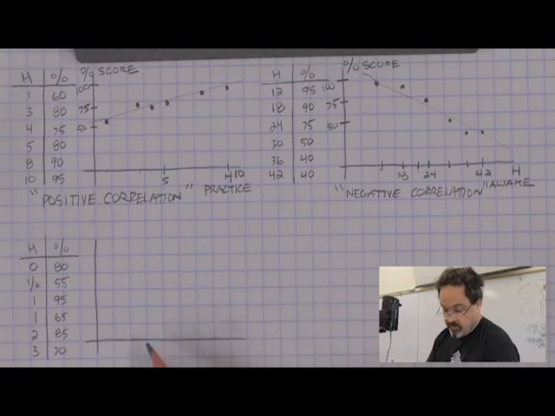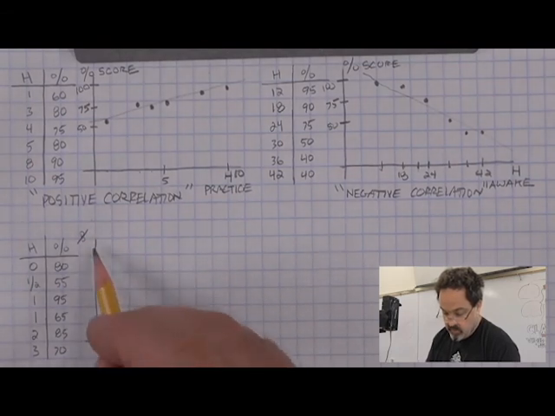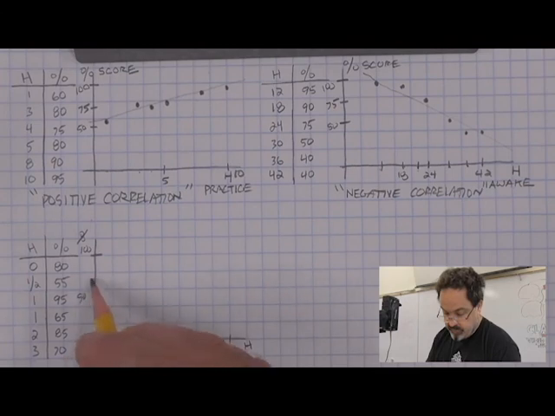And finally, we have our third data set. We're going to make a scatter plot. Notice that the highest hour is 3. H still stands for hours. I'll label that tick mark there, and 1/2. The percentage is still the vertical axis, and we're going to put a top percent of 100, halfway at 50, and then in between at 75.